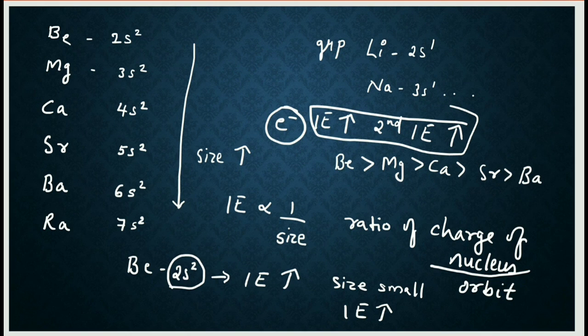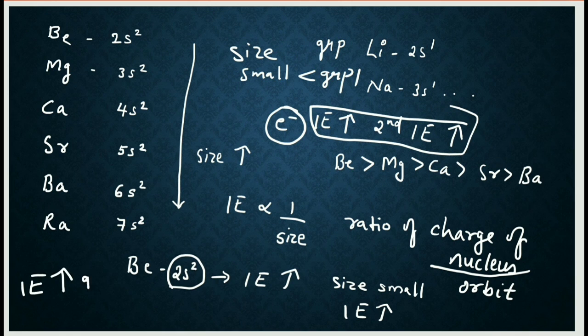The size of group 2 elements is small compared to group 1 elements, so ionization enthalpy will always be larger for group 2 elements. Just remember: size small, ionization enthalpy greater. So that's about the ionization enthalpy order.